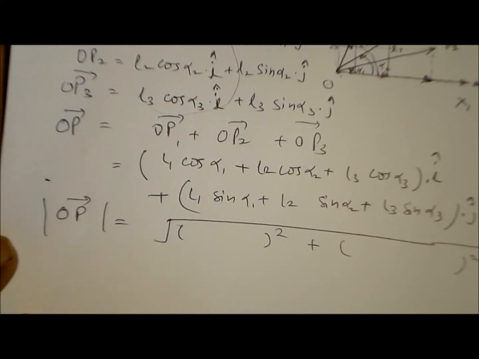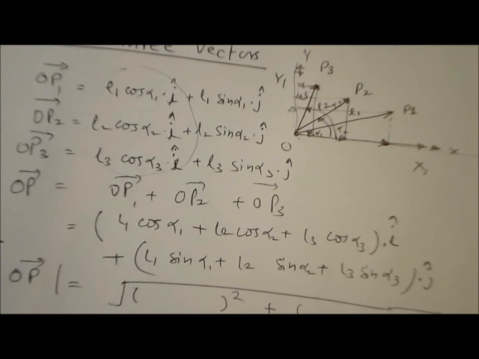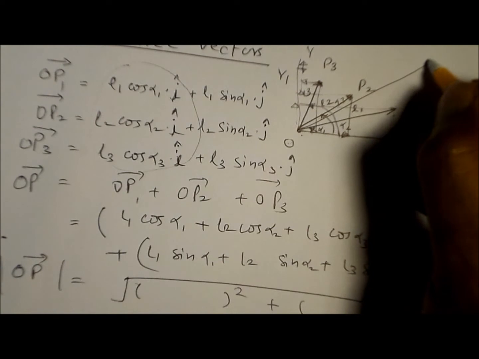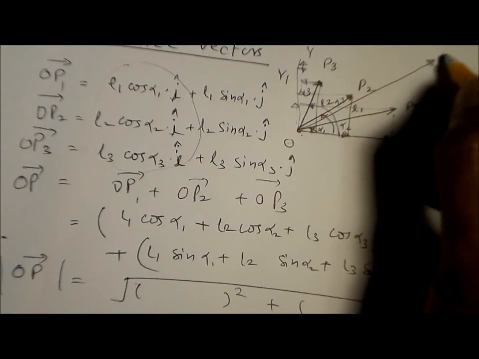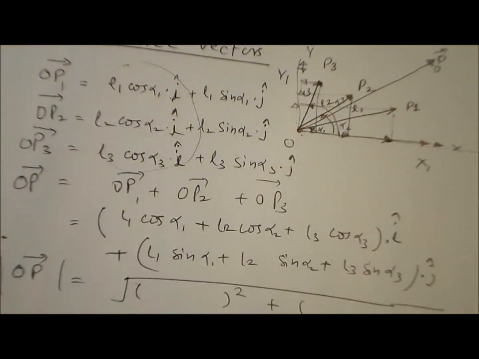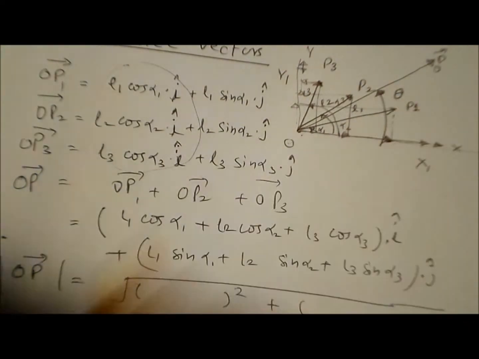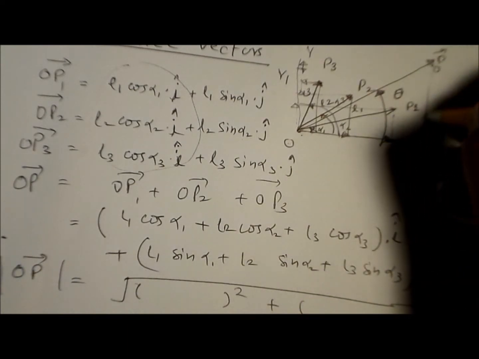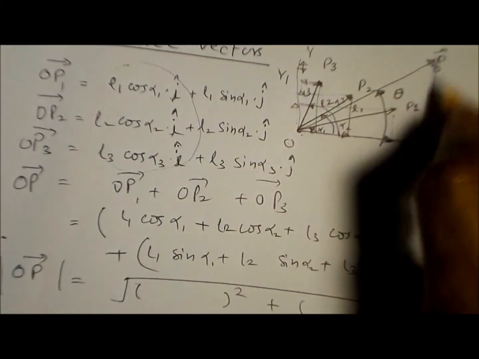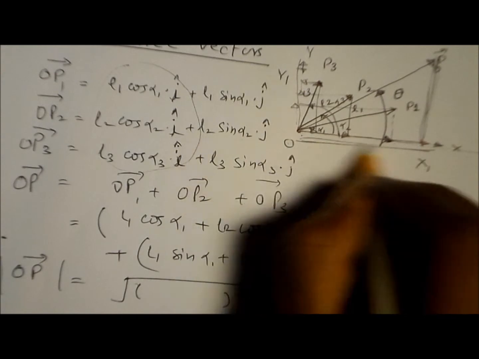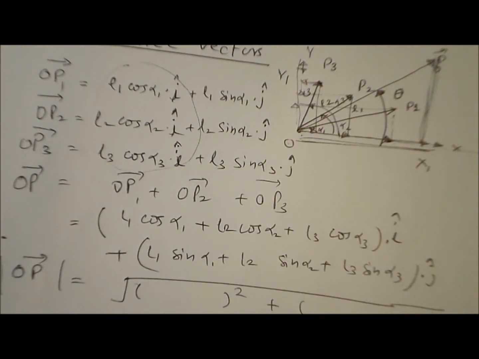Also, the more important thing is that it allows us to find the direction of the resultant vector. Let's say OP is the resultant vector, and it makes an angle theta with the x-axis. We can represent tan theta as the sum of the resolved y components divided by the sum of the resolved x-axis components.